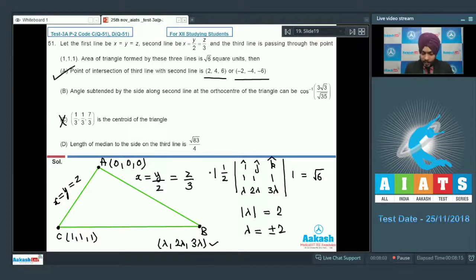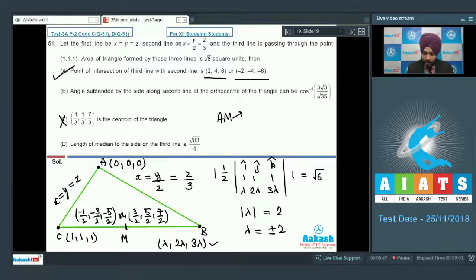Length of median to the side on the third line. The midpoint of this line can be either 3 by 2, 5 by 2, 7 by 2, or it will be minus 1 by 2, minus 3 by 2, minus 5 by 2. For every option, there are two corresponding possibilities. AM is the value which is the length of the median. So AM is the length of median here.